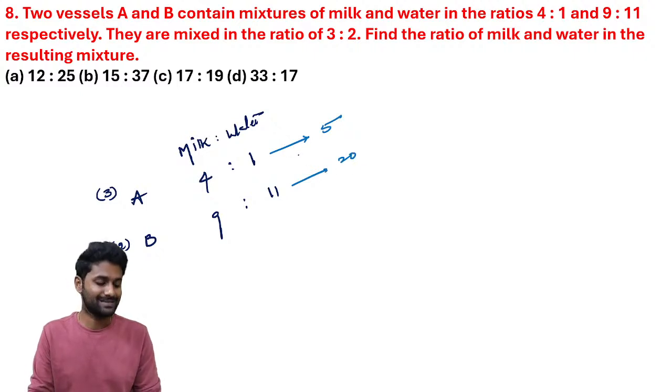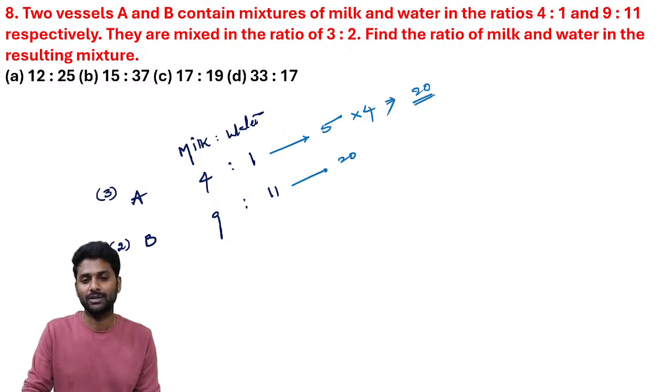And the quantity must be the same. So we have to multiply the ratio with a 4. If you multiply it, then the total quantity becomes 20. Then we have to change these values also. 4 into 4 is 16. 4 into 1 is 4.